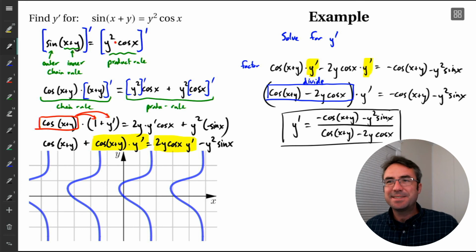Well, let's see. We've just calculated y prime, the first derivative, but we can use this technique to calculate y double prime and higher order derivatives as well. So we're going to see that in the next example.